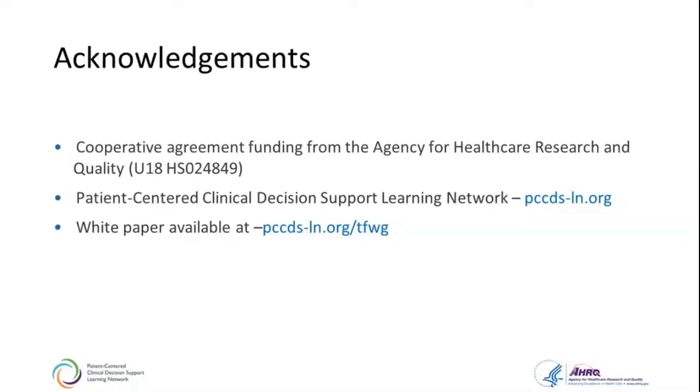Before going into today's presentation, we just want to put out a few acknowledgments. First is the funding through a cooperative agreement from the Agency for Healthcare Research and Quality. It has provided 4-year funding for this cooperative agreement, that being the Patient-Centered Clinical Decision Support Learning Network. And it was the Patient-Centered CDS Learning Network that brought together various stakeholders to do this work within a trust framework working group.